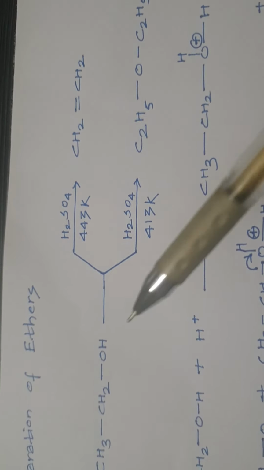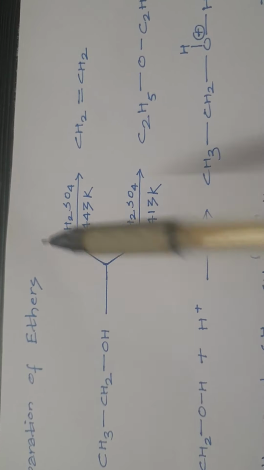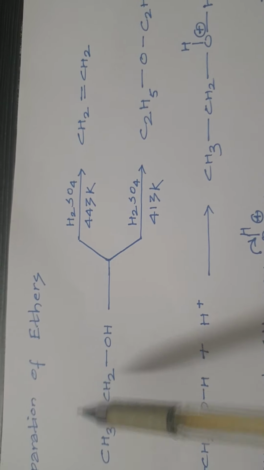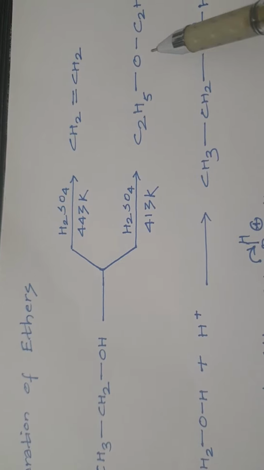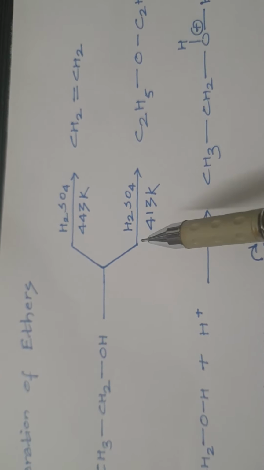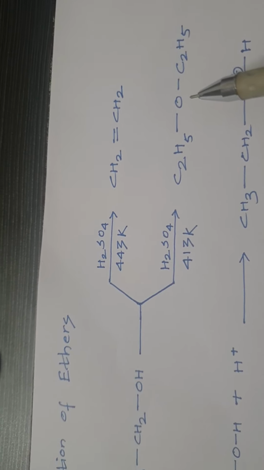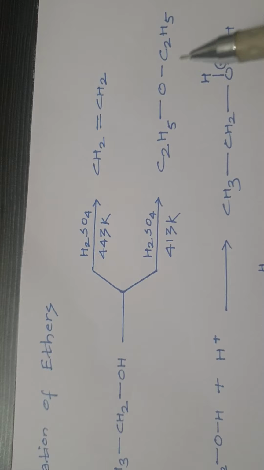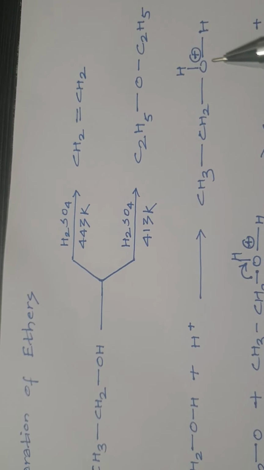So here there are two possibilities. The same reactant can undergo elimination reaction also, and the same reactant undergoes SN2, that is nucleophilic substitution bimolecular reaction, to give us ether as our product. So this is our first method in the preparation of ethers. Let us understand the mechanism.